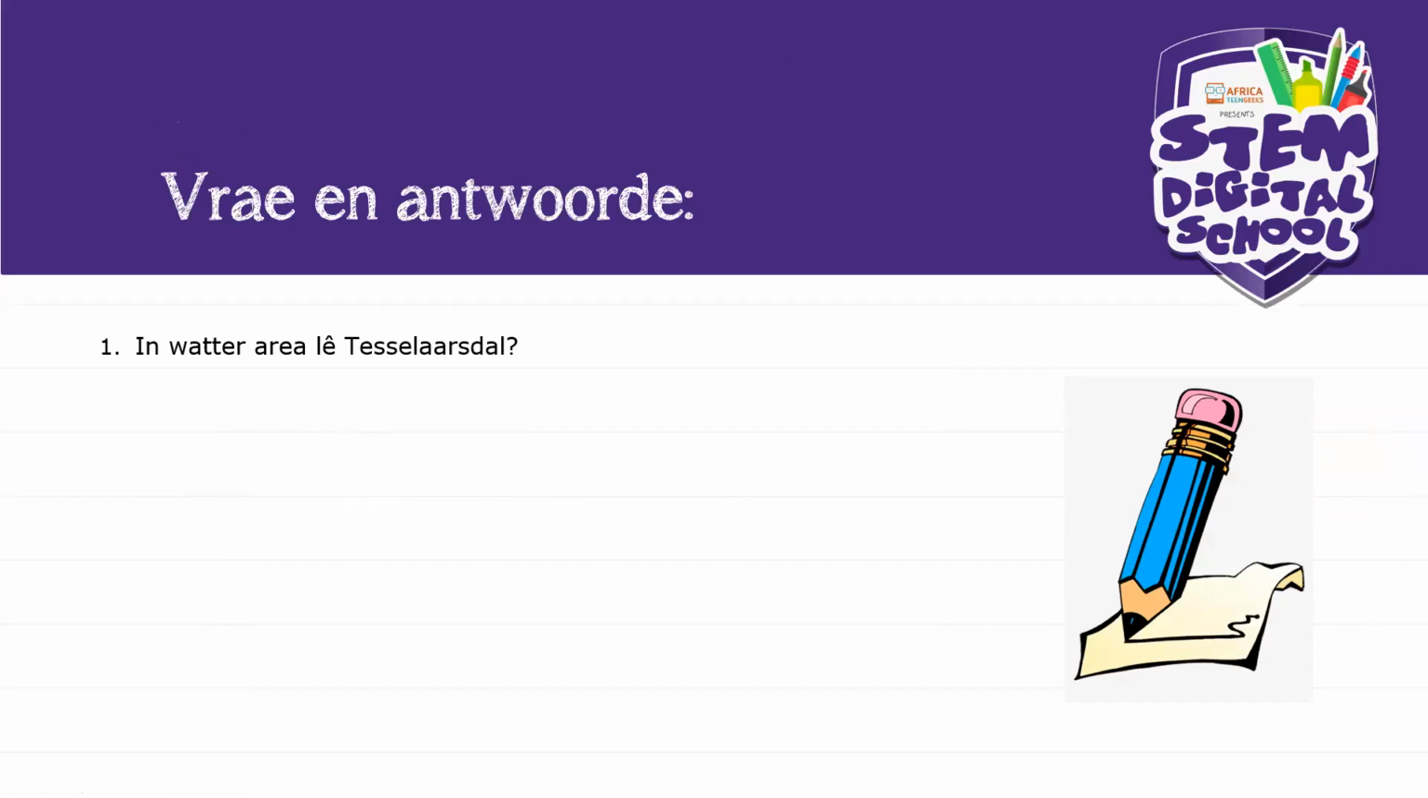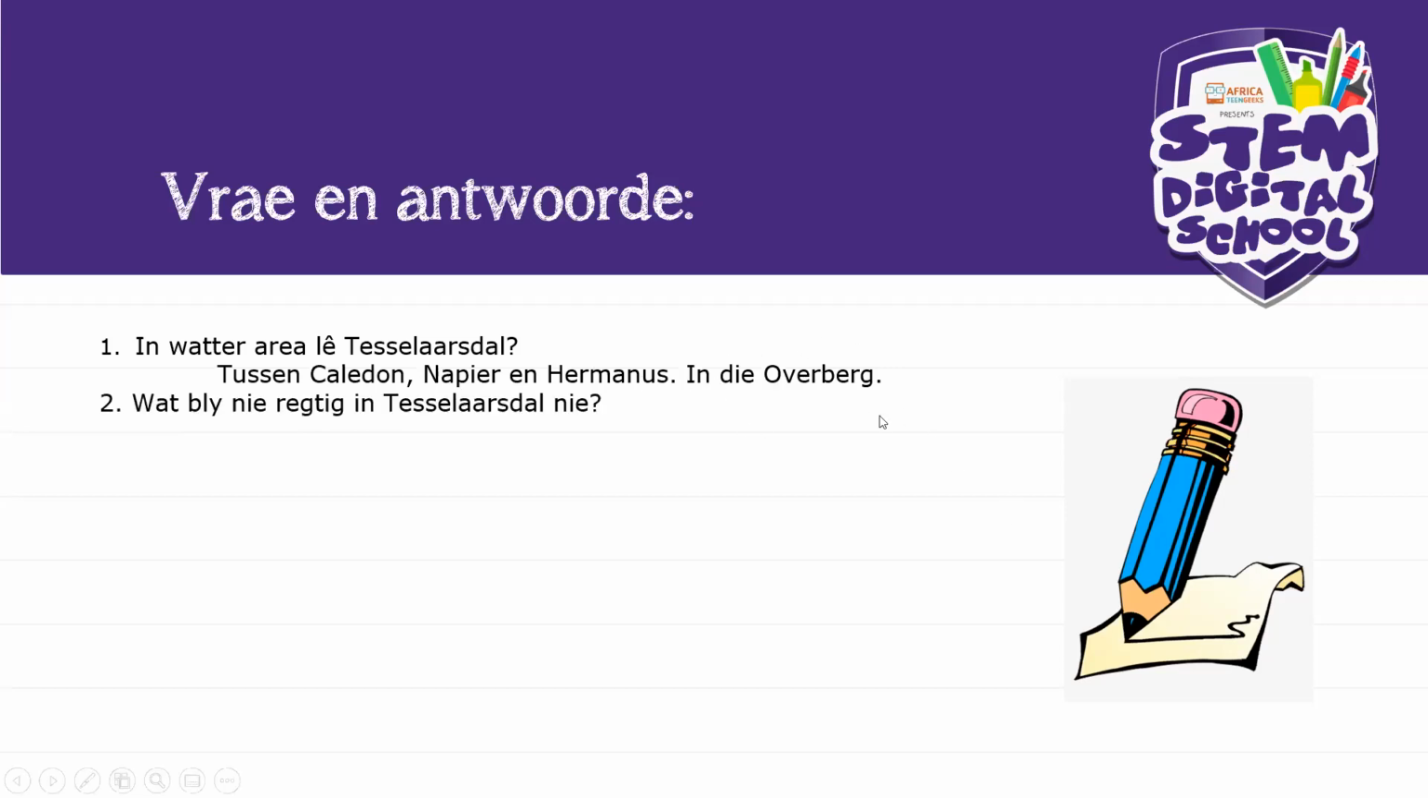Okay, so we've got an answer here from Onka. Caledon, yes, so you're correct. So look here, tussen Caledon, Napier en Hermanus in die Overberg. Okay, so there it is.